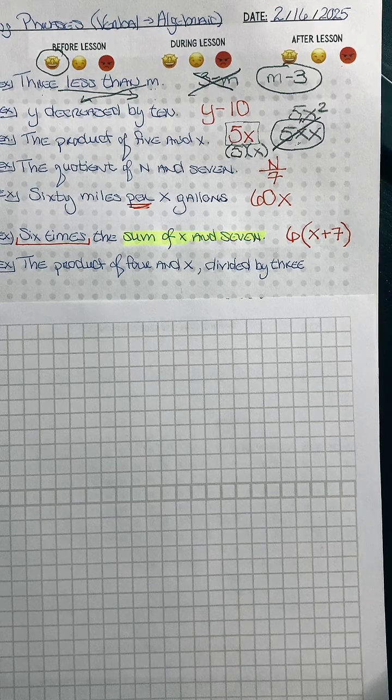Oh, that's so good. So I got 4x over 3. I got 4x divided by 3.